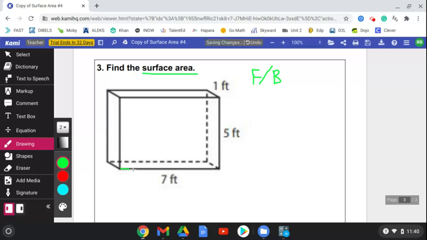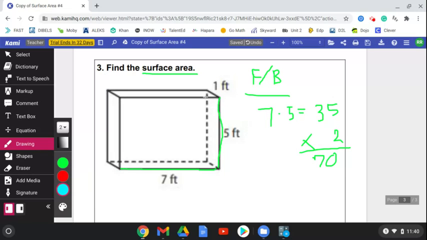Okay, so the front from here to here is 7 and it's 5 feet tall. So it's a 7 by 5 rectangle. So what is 7 times 5? 7 times 5 is 35. And so 35 square feet is on the front and on the back. So I have two 35s, which would mean I have 70 square feet.